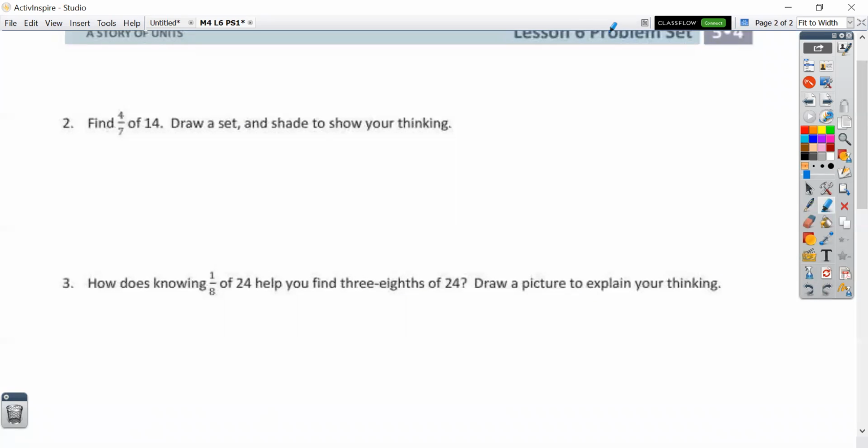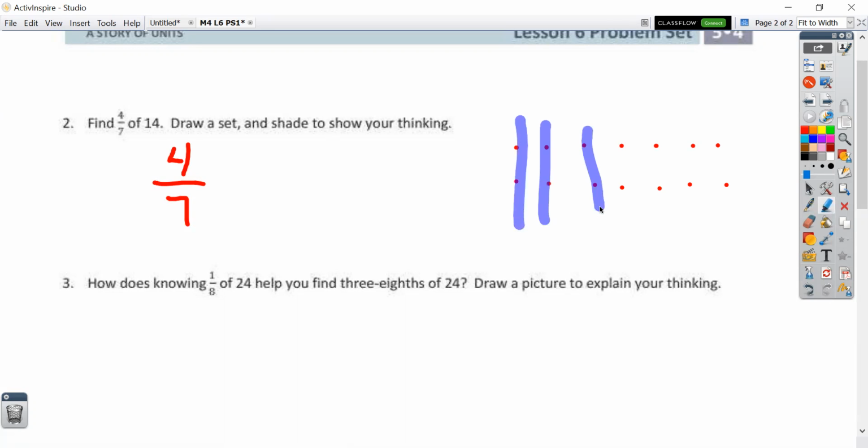Find 4/7 of 14. So of 14. Okay, so we want 14 dots, but in columns of 7: 1, 2, 3, 4, 5, 6, 7. Or rows, you could do rows. 2 rows of 7, so I got 14 there. And now I'm looking for 4 sevenths of those. So that's 1 seventh, 2 sevenths, 3 sevenths, 4 sevenths. So 4 sevenths of 14 is equal to 2, 4, 6, 8. 8.